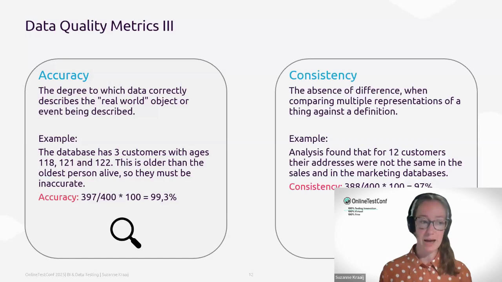And consistency is about whether or not the data is consistent across the sources. So the example here is customers that have different addresses in different databases. And if you want to combine that into your data warehouse, you need to find out which one is true.